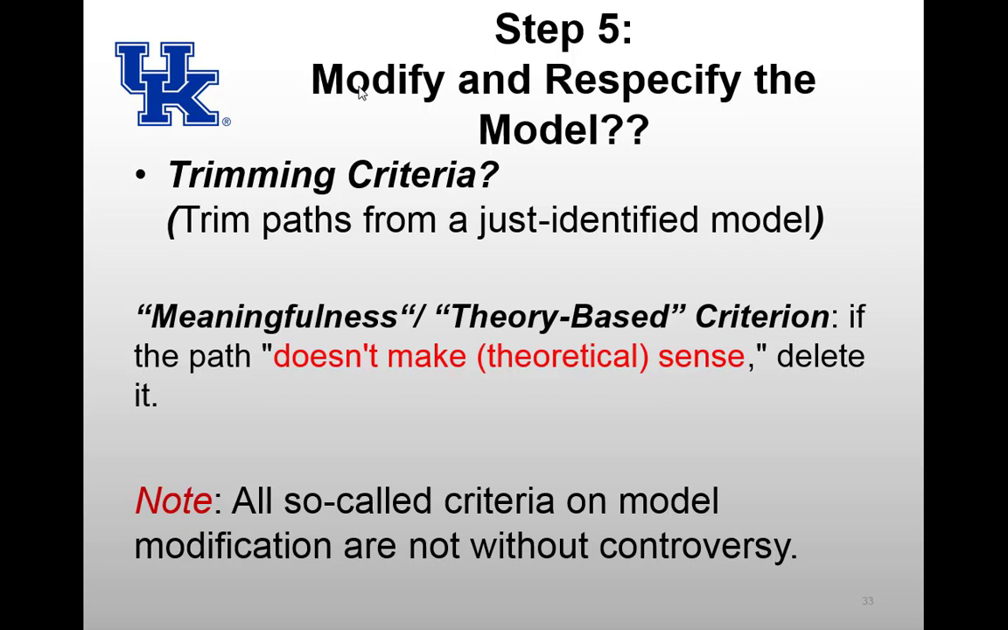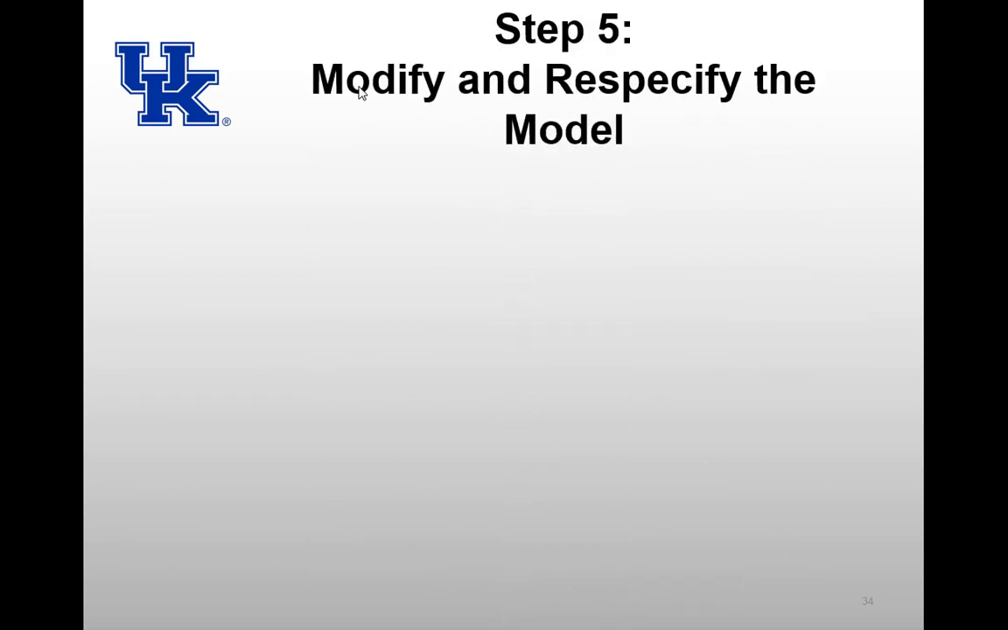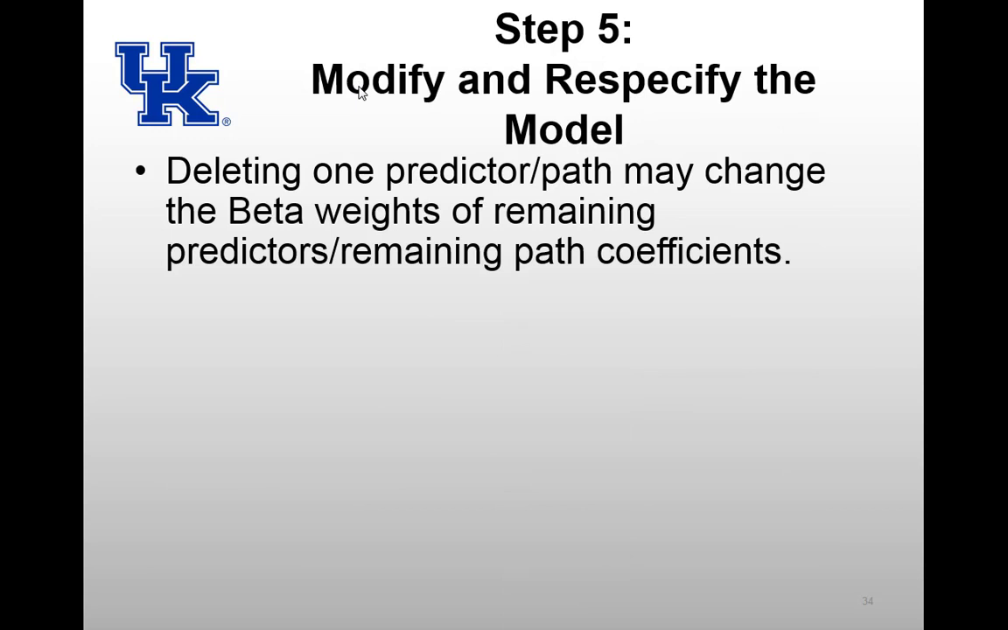So this criteria, so-called criteria, not real criteria. A lot of researchers do not agree on that, so they are controversial. When you trim your model, you need to be careful to delete one predictor or one path at a time. Because when you remove one path, it may change the beta weights or path coefficients of the remaining paths or predictors. Some may not change.